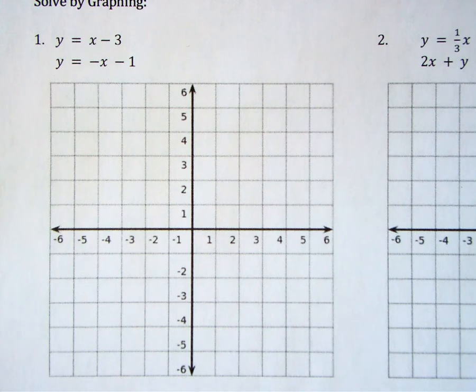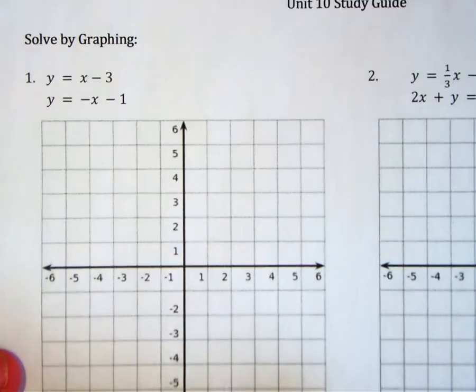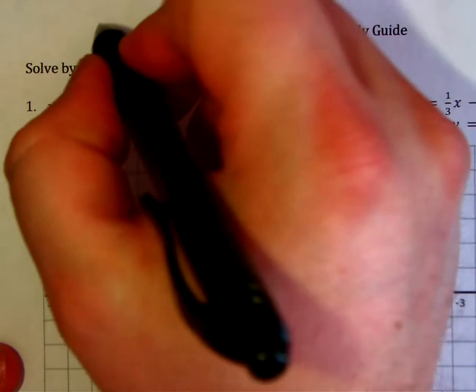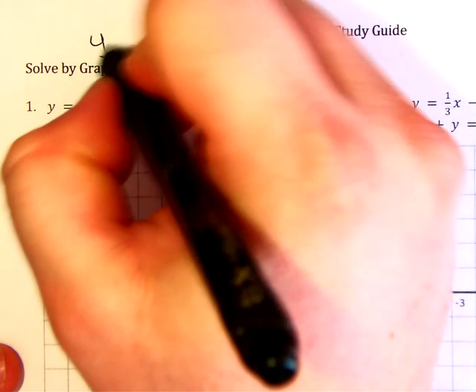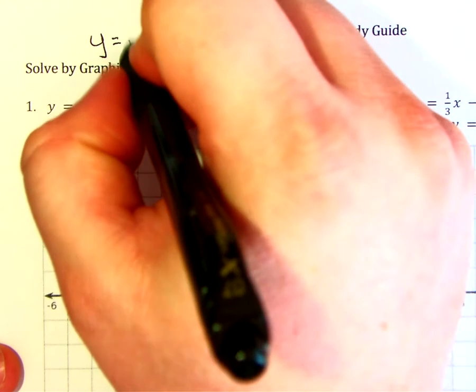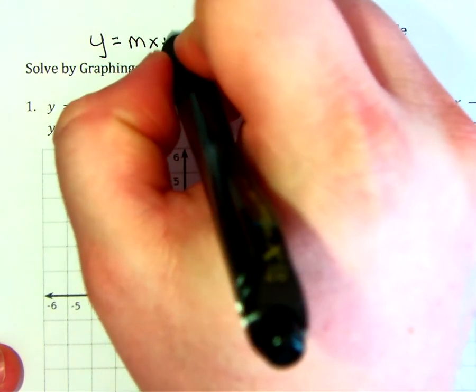Problem number 1, solve by graphing. Now, in order to graph, it's going to be most ideal if our equation is in slope-intercept form. Remember, slope-intercept form is the form where we have y equals mx plus b.